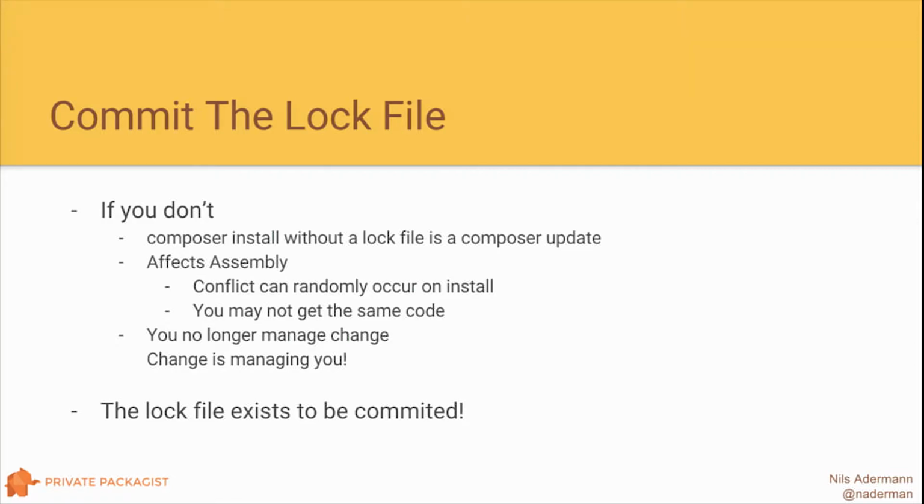This affects the assembly part, because if you're assembling without a log file, you're actually doing an update, meaning some conflict can occur because those versions don't actually match with each other. And the assembly will just fail and you won't even get your dependencies together. You may not end up getting the same code that somebody else got with the same composer.json because the new version was released or because some tag isn't available anymore. You have no guarantees. You're not managing the change anymore at that point. It's like the change is just managing you. It's just doing whatever it wants if you're not committing the log file. Right? So that's the whole purpose of the log file, is for it to be committed into versioning.